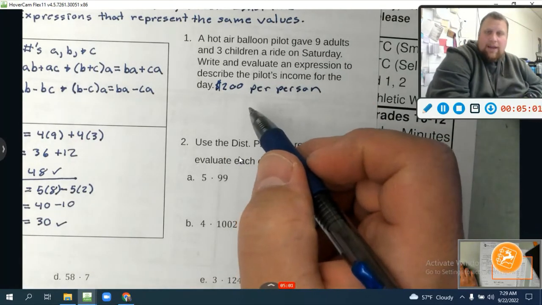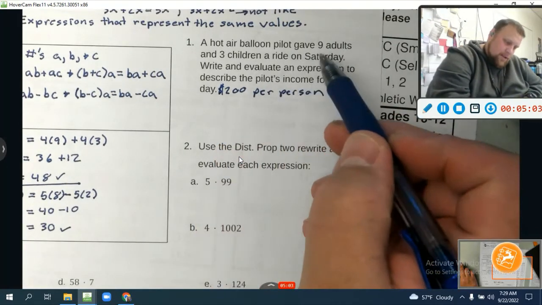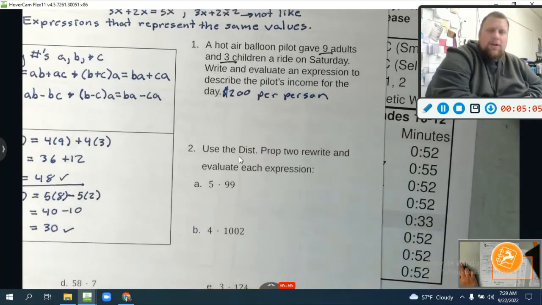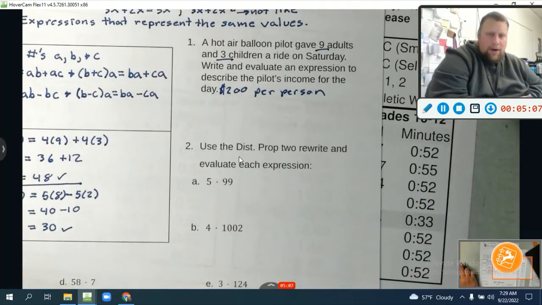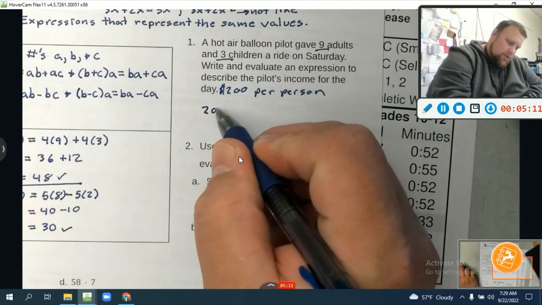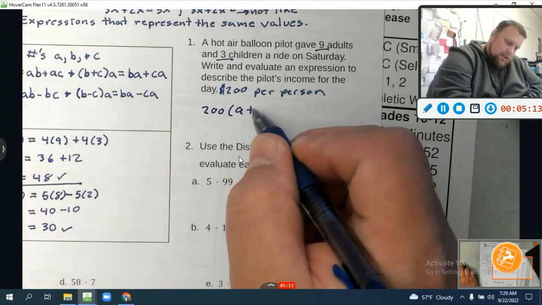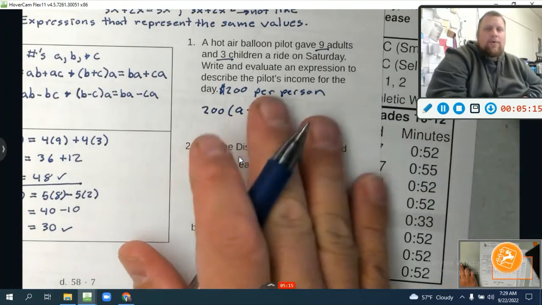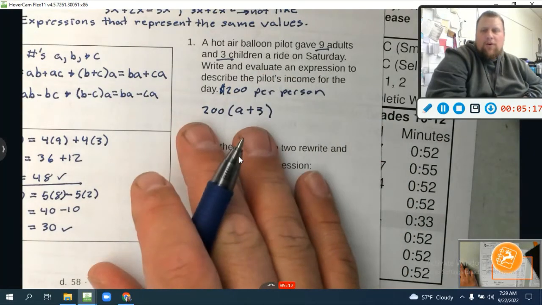So I need to add together the amount of people. It says there's 9 adults and 3 children. Now I'm going to do this as a distribution problem. Just watch me. We're doing this to teach distribution. So I would have 200 times 9 plus 3. Again, I know we would normally in our head add that together, say 12, multiply it.